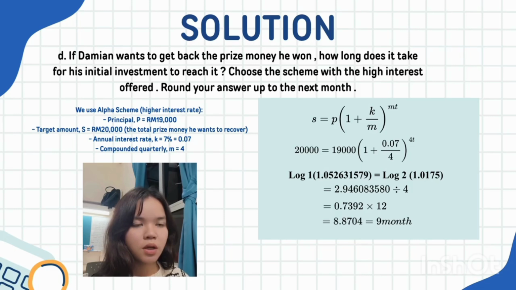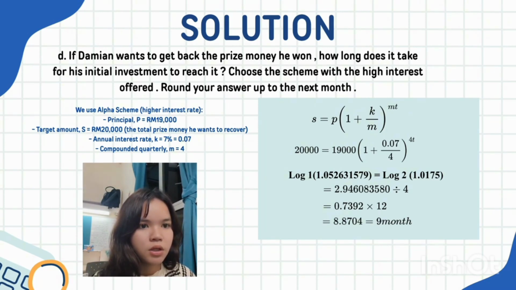The question is, if Damian wants to get back the prize money he won, how long does it take for his initial investment to reach it? Use the same scheme as before, Alpha, and round the answer up to the next year. So let me list out the information for you. P equal to 90,000, S equal to 20,000, rate is 7%, and compounding frequency M equal to 4. First, we use the compound interest formula. The formula is S equal to P bracket 1 plus K per M bracket MT.